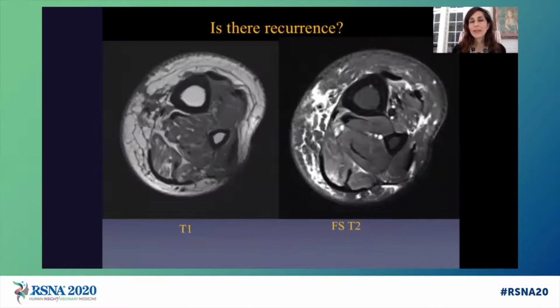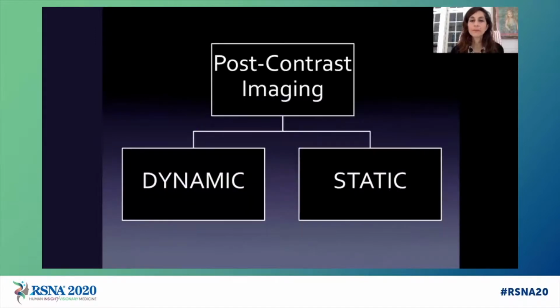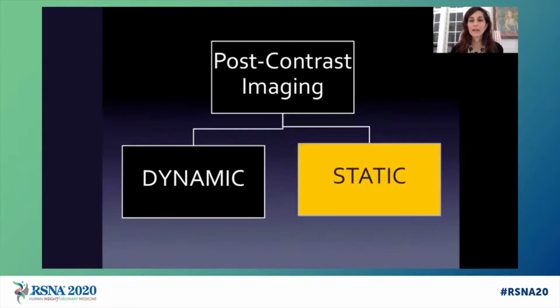Typically, however, we don't see such obvious recurrences, and what we see in the surgical bed is this ill-defined signal on T1 and fluid-sensitive sequences, which is why we always give contrast following surgery, because we're looking for contrast-enhancing recurrent tumors. There are two ways to perform post-contrast imaging, static or dynamic. So static means we inject and we image only at one time point, while dynamic imaging means we inject and then image the volume of interest repeatedly every 7 to 10 seconds.